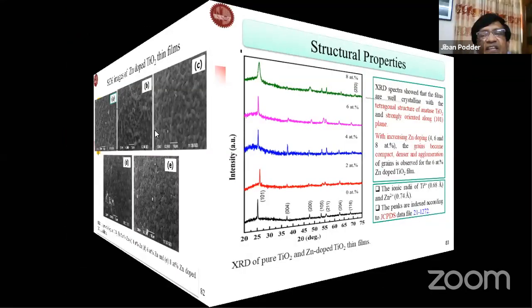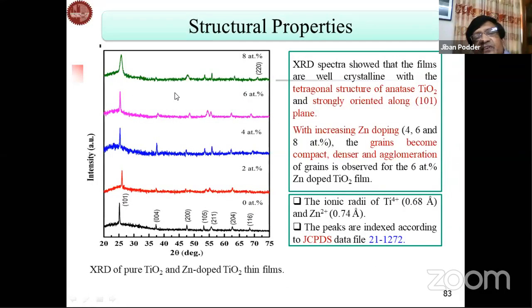There are many phases of titanium dioxide: rutile, anatase, and brookite phase. Here, mainly from the XRD, we got the anatase phase, strongly oriented along the 101 plane. So we can say this is the anatase phase. With increasing zinc, grains become compact, denser, and agglomerated. The 6% zinc doped sample gives you the better agglomeration, and it is denser and more compact.